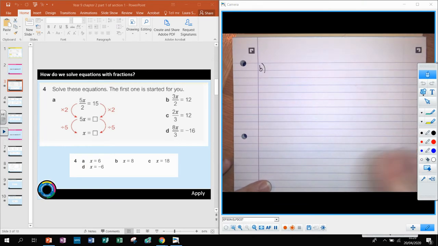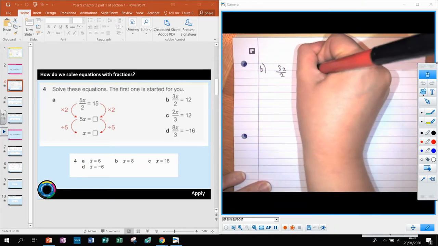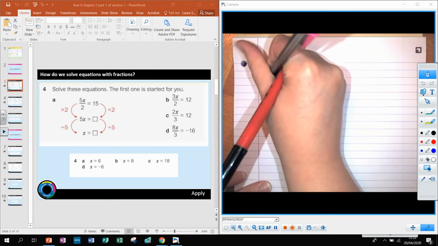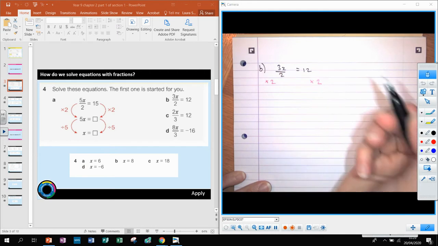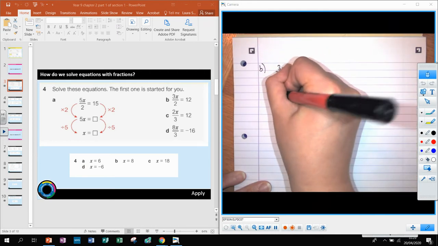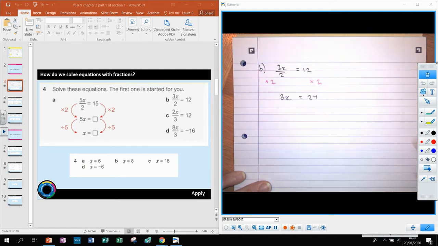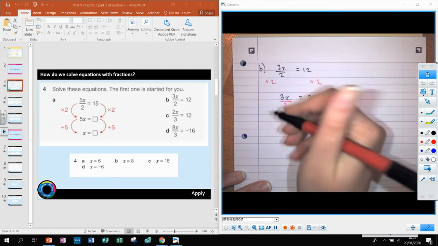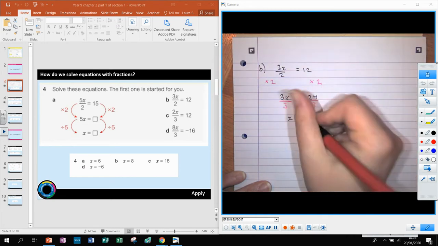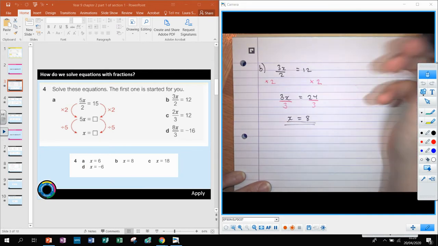All right. So in part B, we had 3x over 2 equals 12. We're going to multiply both sides by 2 so that we can get rid of that denominator, and that gives us 3x is equal to 24. We can then divide both sides by 3, which will give us x is equal to 8. Okay, and that is our final answer.